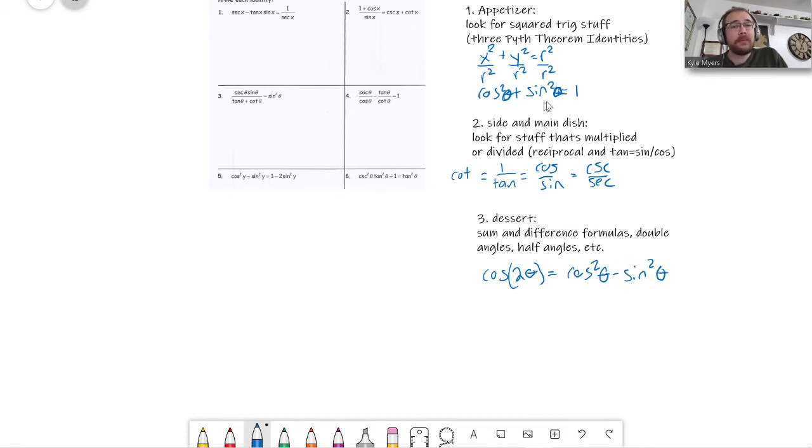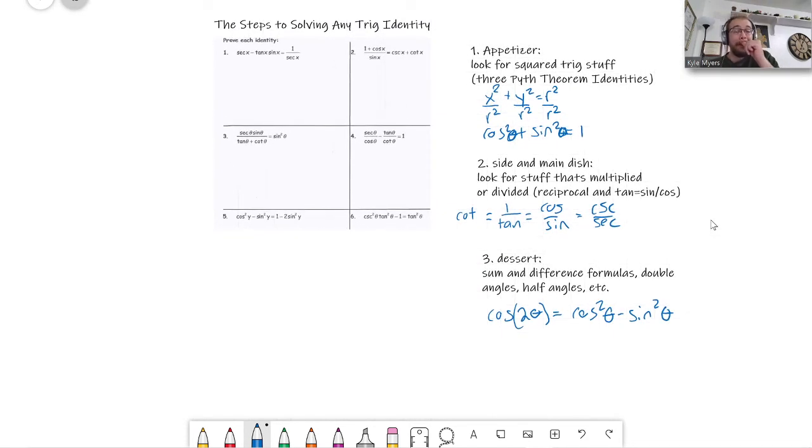If you see squared stuff and you can't get it to fit into an appetizer, that means it's probably going to be one of the cosine double angles. All right, the cosine double angles are squares, so they look kind of like appetizers, but they're not. They're desserts. Don't get your dessert and your appetizer mixed up. Okay, you want all 3 things. And then when you've gone and looked at appetizer, main dish, and dessert, if you still are not full, meaning the problem is not done, then you rinse and repeat. You go back to your menu and you look at appetizers, main dishes, and desserts again.